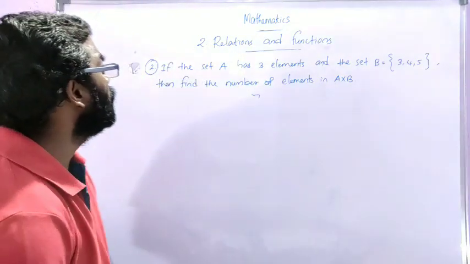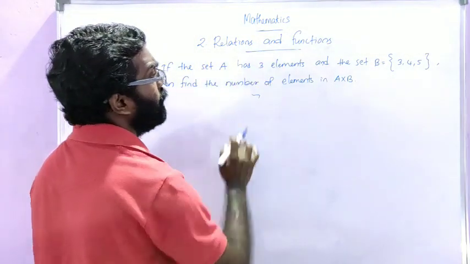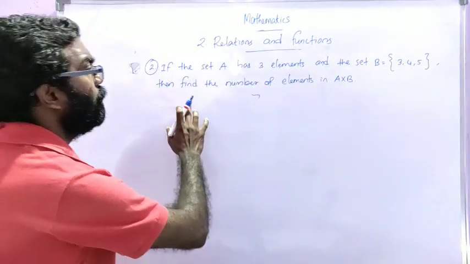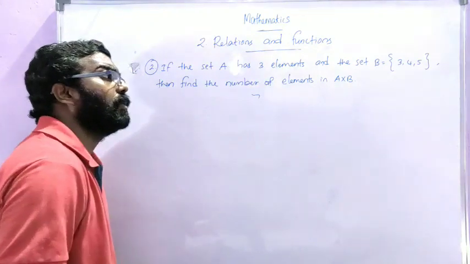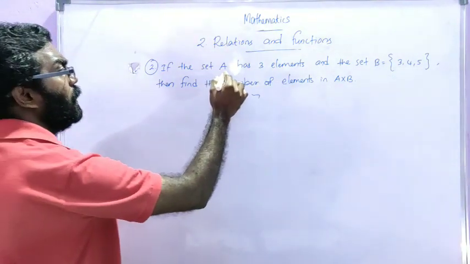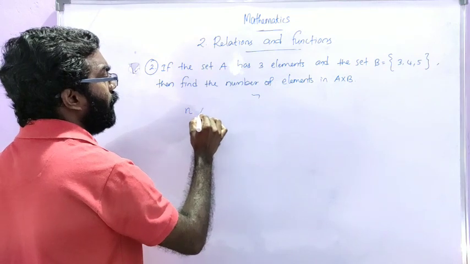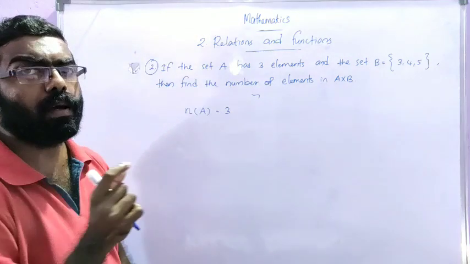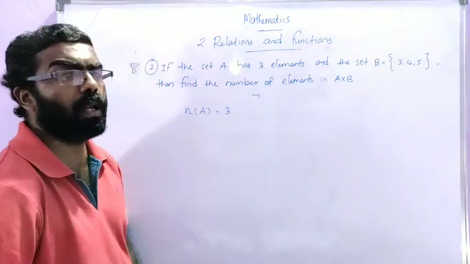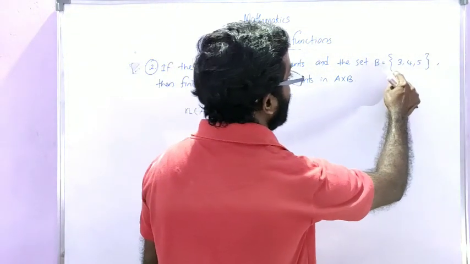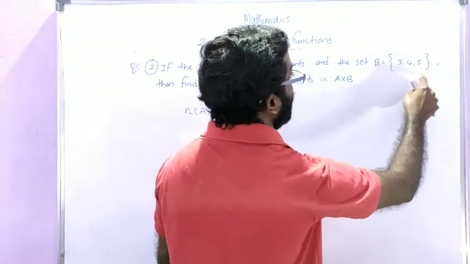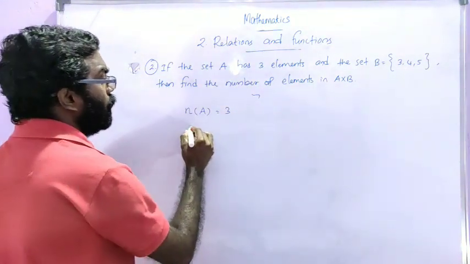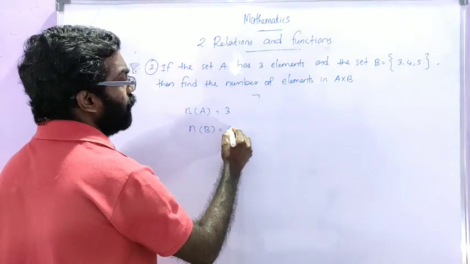Here the next question is, if the set A has 3 elements and the set B is equal to set {3, 4, 5}, then find the number of elements in A cross B. Okay, here the set A has 3 elements, so we can write n(A) is equal to 3. n(A) means number of elements in the set A. And the set B is given as set {3, 4, 5}, and it is clear that the number of elements in B is also 3. So n(B) is also equal to 3.